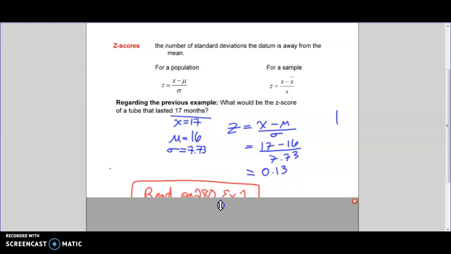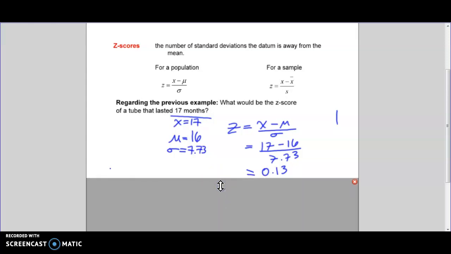Okay. Again, what does the z-score tell us? It tells us how many standard deviations our datum, or this piece of data, is away from the mean. So if a tube lasts 17 months, that means at 17 months, we are 0.13 standard deviations away from the mean. So that should make sense. 17 is really close to the mean, which is 16.